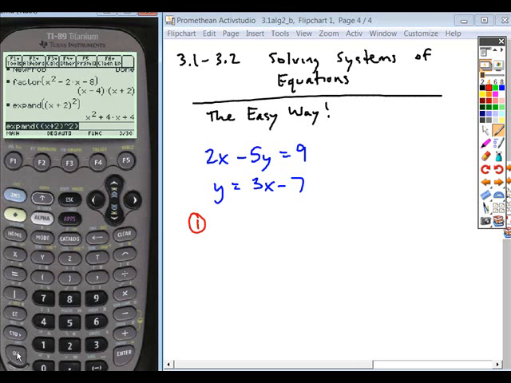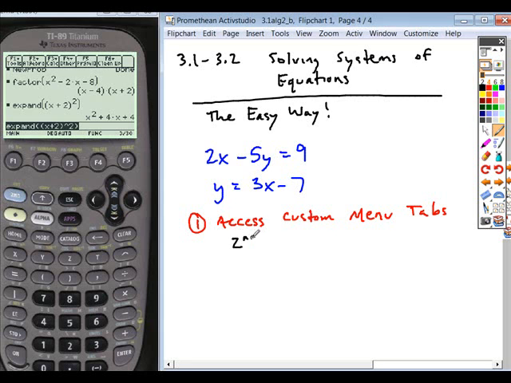So step one. You need to access your custom menu tabs. The way that you do this is you hit second and then home. Notice my regular tabs say tools, algebra, calc, other, and so on. Once I hit second and home, those tabs change.